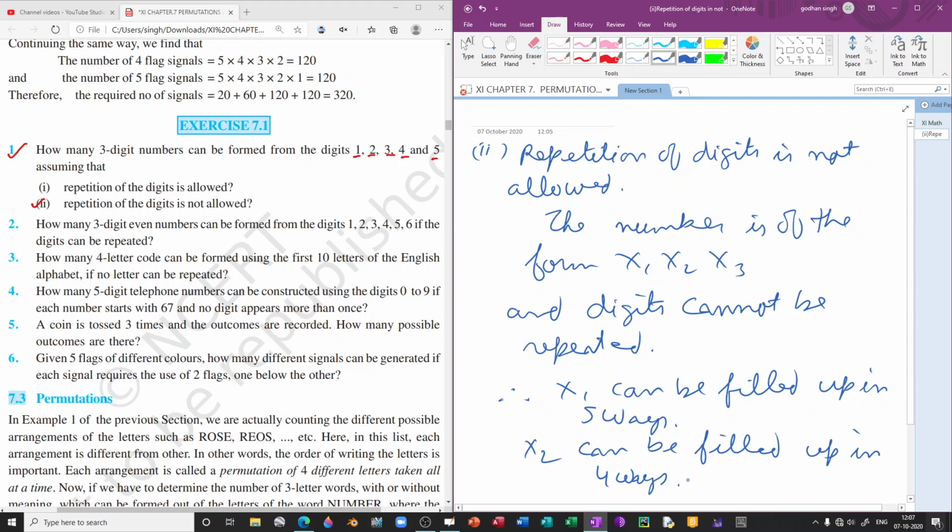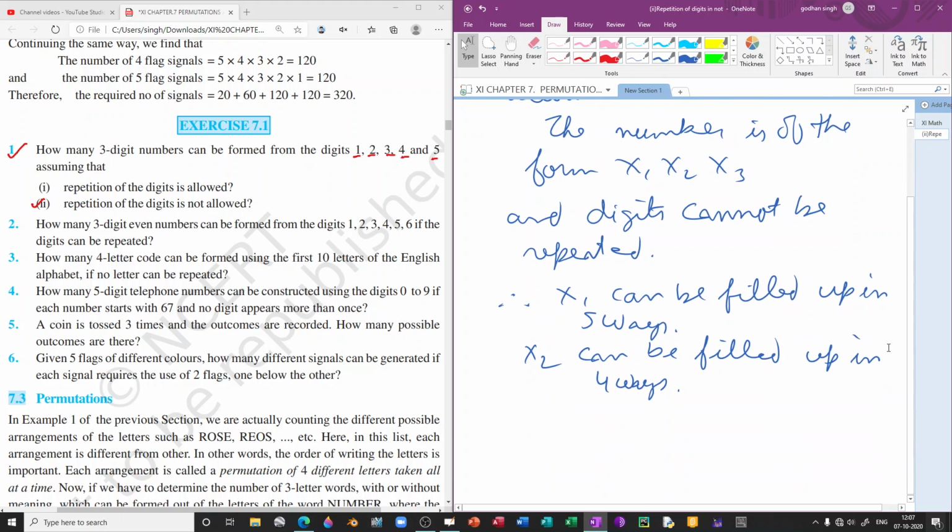Same way, now filling x3. Filling the position of x3, this can be filled up in how many ways? Because for x1 there are 5 digits which can be used, and one number has been used here. In x2 also we have used one number, so for x2 there are 4 digits which can be used. For x3, because one digit has been used for x1 and one for x2, so 5 minus 2, that is 3 digits. So x3 can be filled up in 3 ways.